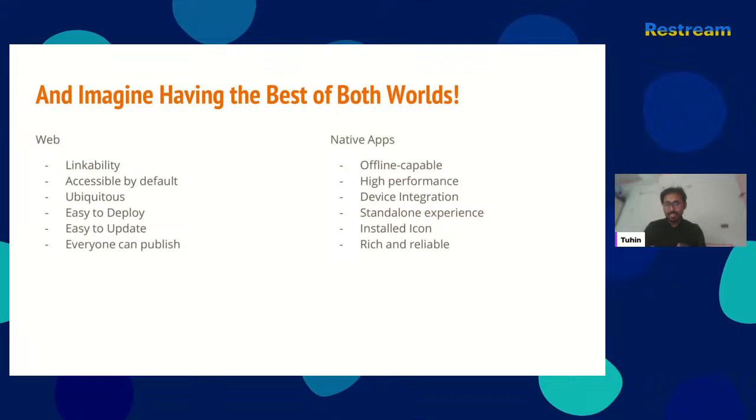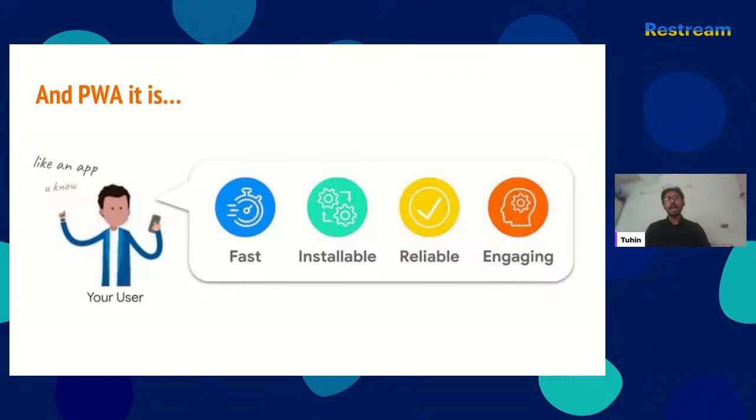And not just that, there's a conception that native apps are high performant, with smoother device integration, an icon, and that it is rich, reliable, it just works. That brings up the point: I wish I could have the best of both worlds by creating something which is technically a website, but also an app, which is fast, installable, reliable, and engaging. If all of these criteria are met, that becomes a PWA.